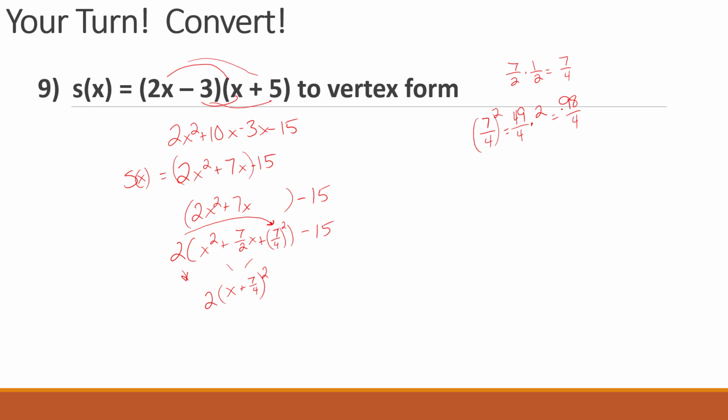Let's take our 98/4 and realize that since I added 98/4 inside the parentheses, I need to subtract it outside the parentheses. That will keep it 0. So let's change 15 to a number of fourths. 15 would be 60/4 minus 98/4, which is going to equal negative 158/4.